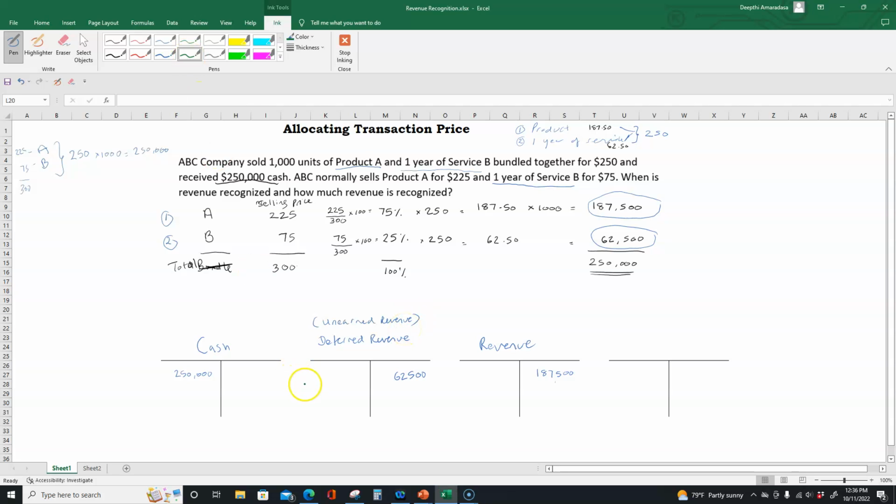As time goes by and this company earns this revenue that's deferred, what they will do is they will debit deferred revenue and credit revenue. This could be done every month if they are preparing financial statements every month, or it could be done at the end of the accounting period as an adjusting entry.